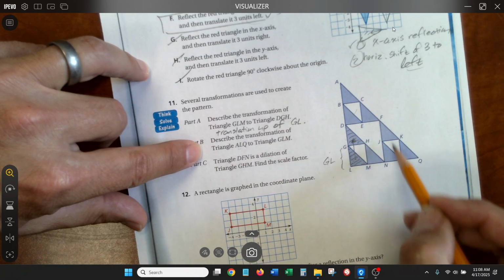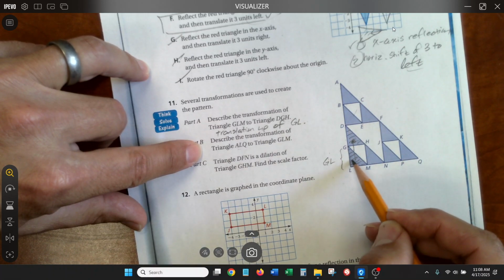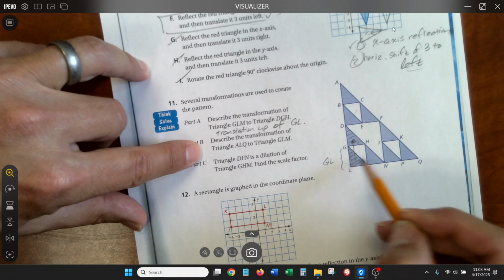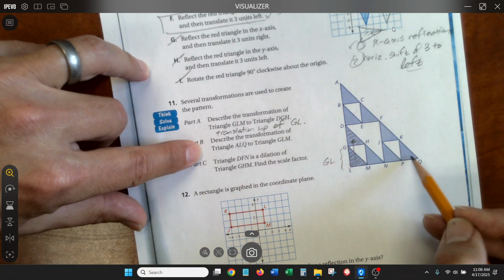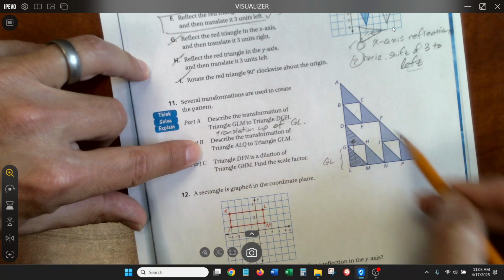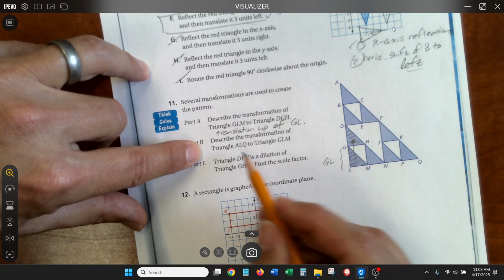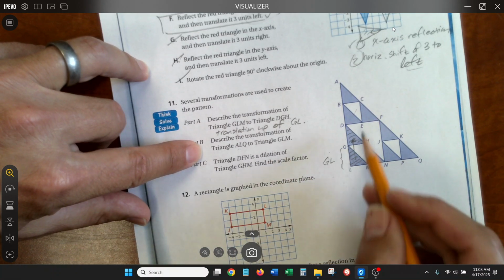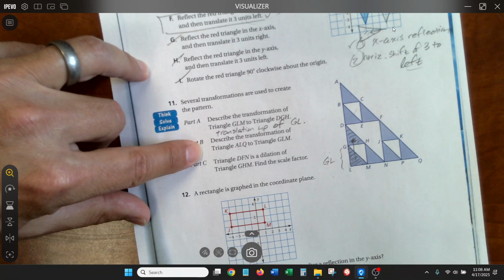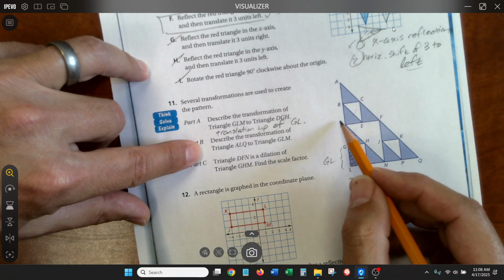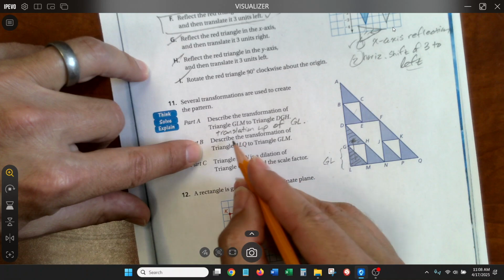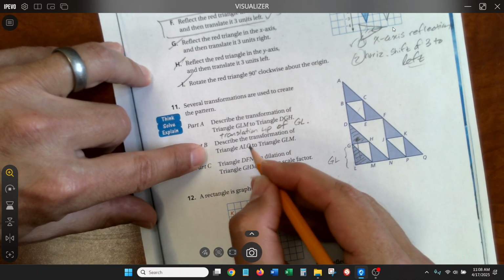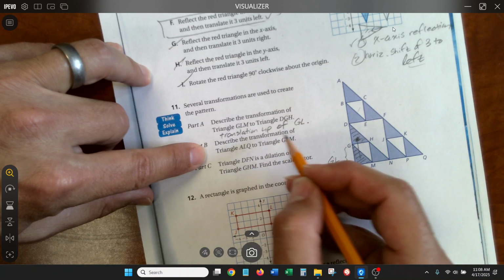Since each of these are the same shape, we have 1, 2, 3, 4, 1, 2, 3, 4, and even along the diagonal, 1, 2, 3, 4, or the hypotenuse, I say. So to get from the big one to the small one, we basically take the large one and we multiply each side by 1/4. So scale factor, describe the transformation.